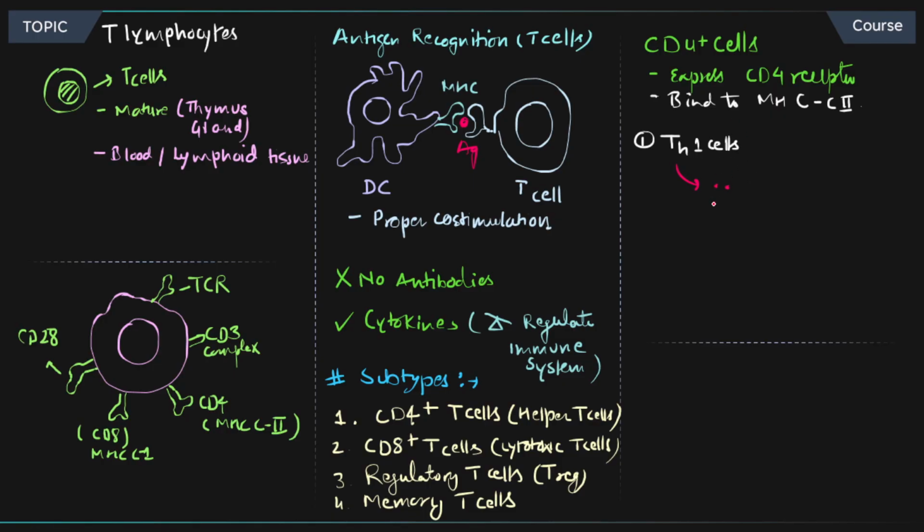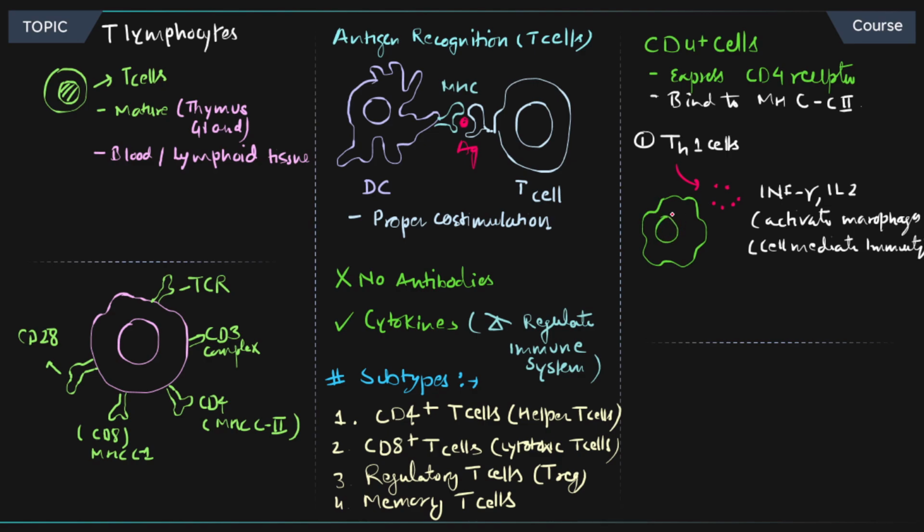The first thing that they do is they produce cytokines like IFN, interferon gamma, and IL-2. These are important cytokines. They play a very important role in activation of macrophages, and also cell-mediated immunity is activated by these cytokines. So helper Th1 cells play a very important role in activation of macrophages, right? And they are also involved in killing the intracellular pathogens. Let's suppose these red dots are intracellular pathogens like bacteria and viruses, and they are basically present inside the cell. So that's an important role of Th1 cells.